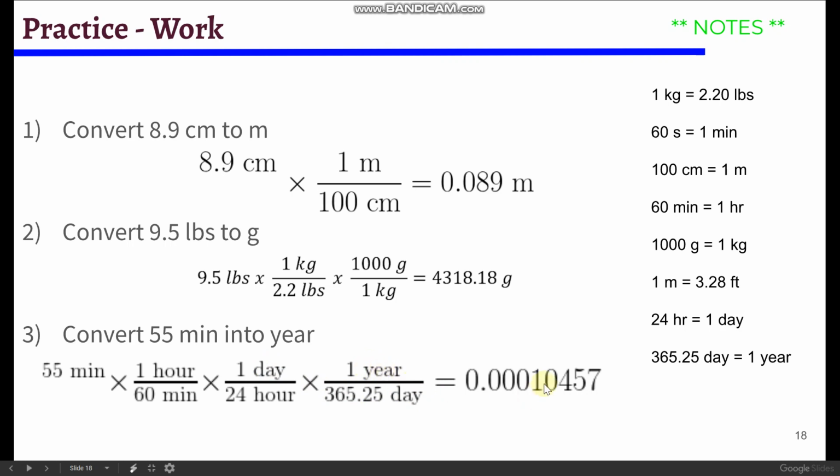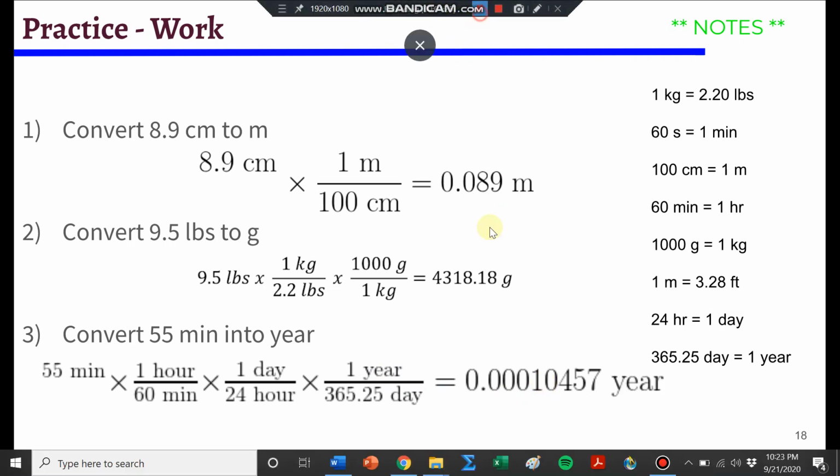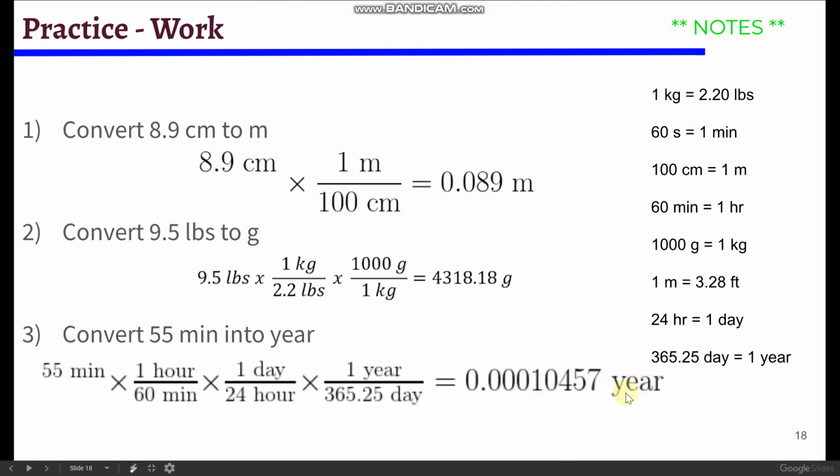What, did I forget the units on this one? Okay, sorry about that. So I added the units at the end. This one should be in years. Remember, this should actually be your second step. After you write down 55 minutes, the next thing you should write is years at the very end here. So that's my bad.